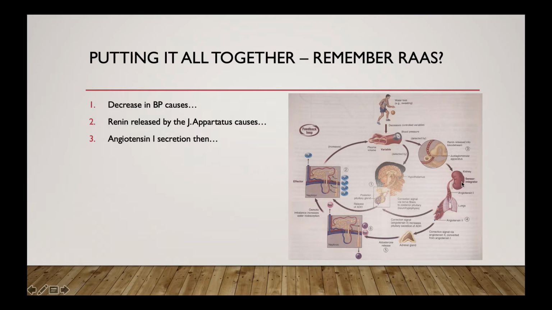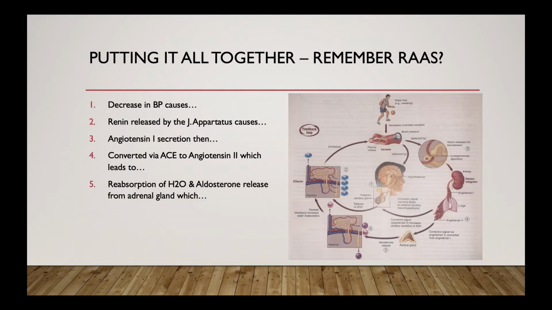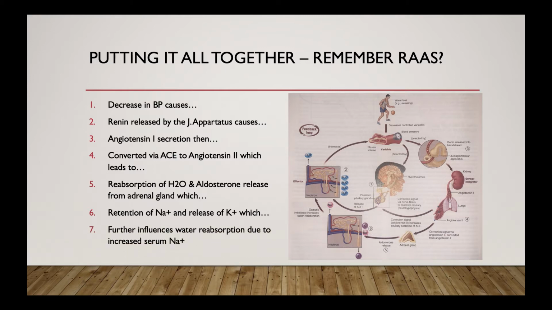And this, in turn, causes angiotensin 1 secretion. So we're just following the circle down over here, right? After that, it's converted to angiotensin 2. We have the angiotensin converting enzyme, released by the lungs here. Angiotensin 1 is converted to angiotensin 2. This leads to reabsorption of water and aldosterone released from the adrenal gland down here, which ends up leading to the retention of sodium and the release of potassium, which further leads to the retention of water because of the retention of sodium.